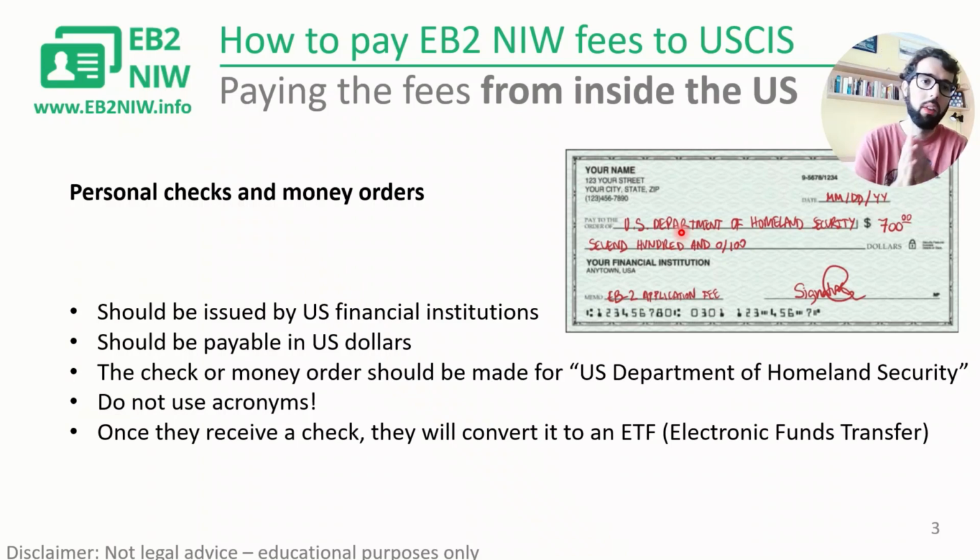If you download my example of petition on my website EB2 NIW.info, you will see how I did it. I used a check in my case, but you could choose also that money order from USPS, and I think there are other places where you can get money orders, for example Walmart or Western Union probably also.